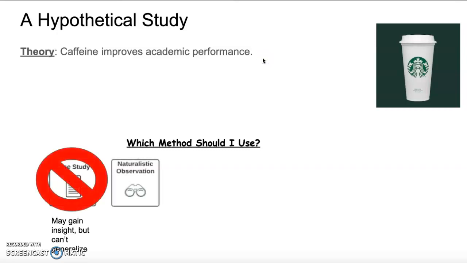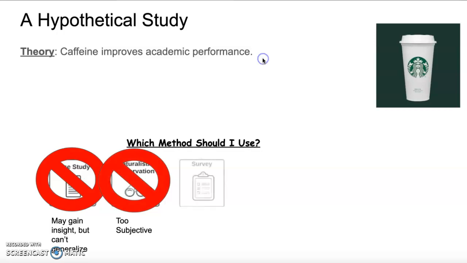Now, how about naturalistic observation? This is something that might kind of work. You could observe, and this is something that I've already been doing, students who come in with coffee, noticing which ones do better on exams or how they behave. The issue with this, though, is that what I'm looking at is very, very subjective. It may even be the case that students are coming in with decaf. It may be the case that certain students drank coffee before and just aren't coming into my classroom with coffee. So we're going to throw naturalistic observation out the door.